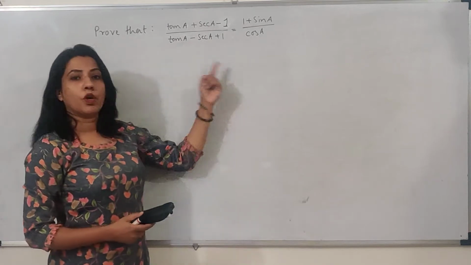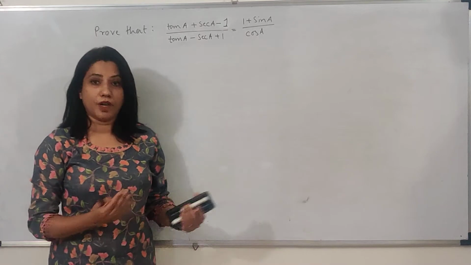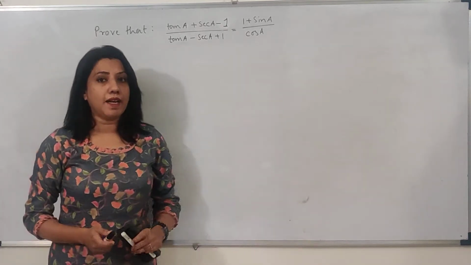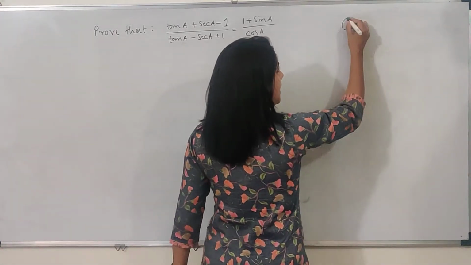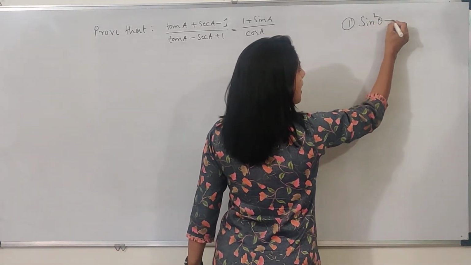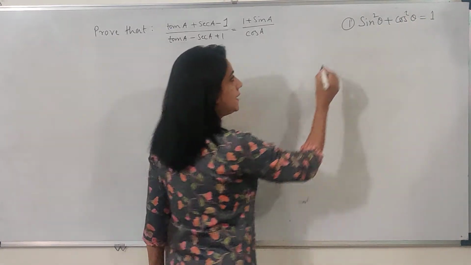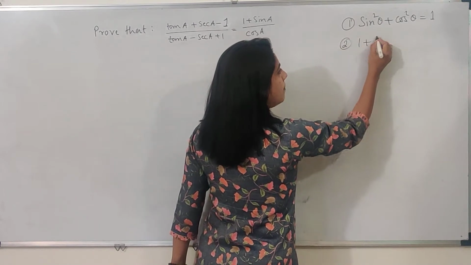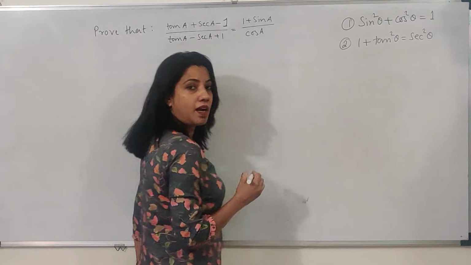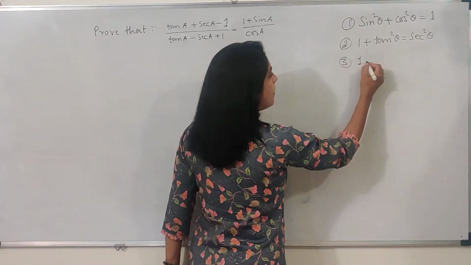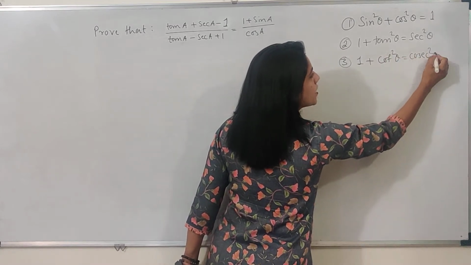So to prove these trigonometric identities, we need to use the three identities which we have already learnt. I will be writing the identities first and then we will be solving this sum. The first identity is sin square theta plus cos square theta is equal to 1. This is our first identity. The second one is 1 plus tan square theta is equal to sec square theta. And the third identity we have is 1 plus cot square theta is equal to cosec square theta.